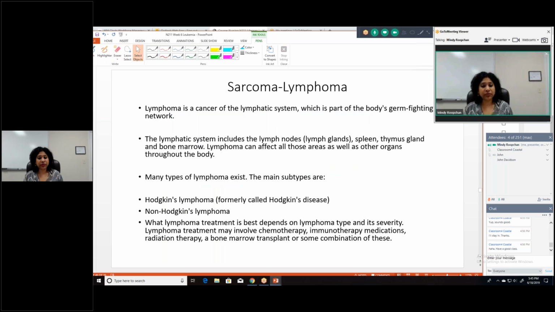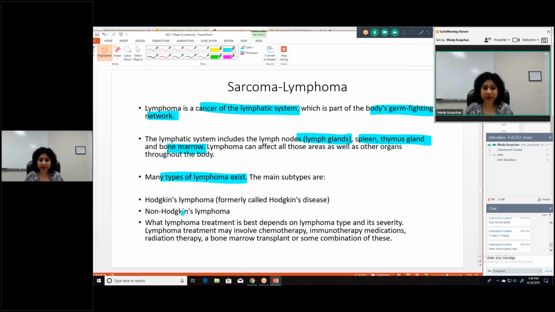So for sarcoma, lymphoma now. Lymphoma is a cancer of the lymphatic system, which, we know, is what we use to fight germs. That's our body's germ-fighting network. The lymphatic system has your lymph glands, your spleen, your thymus, your bone marrow, and the lymphoma affects all those areas and even others as well.